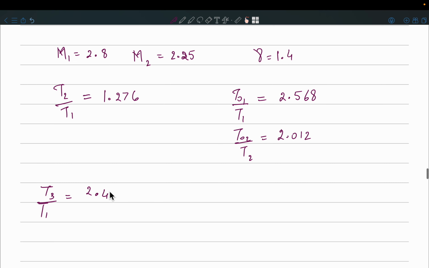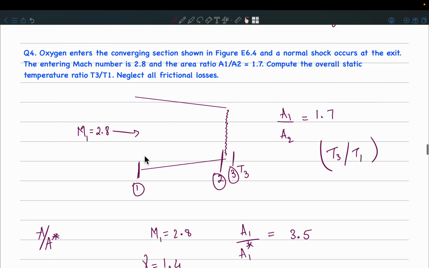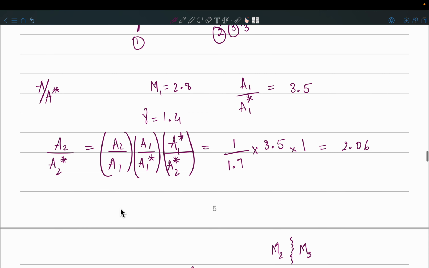Okay, so any doubts in this question? You understood how we did it? You understood, right? Okay. Most important was to understand 1 to 2 has to be taken as isentropic flow, and after that you use the shock tables, right? And this area relation.